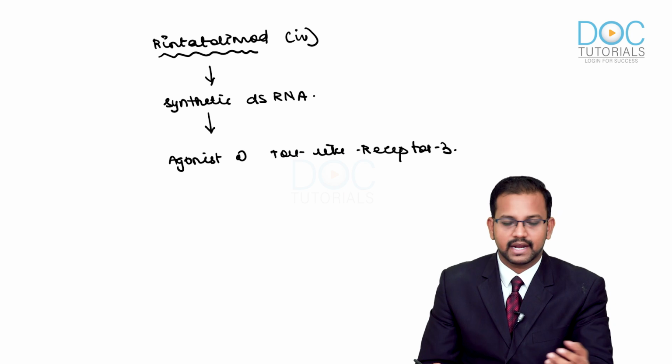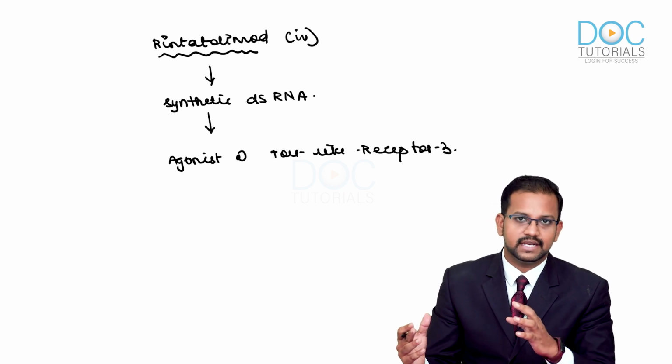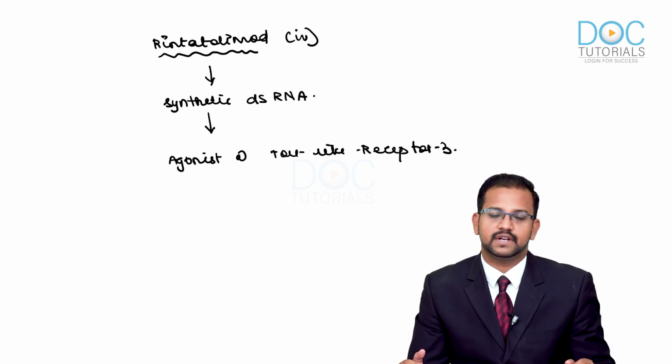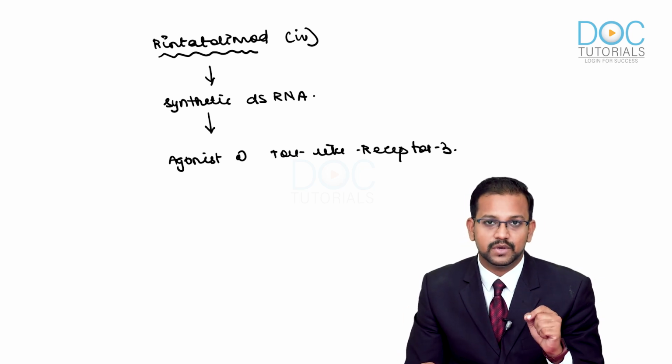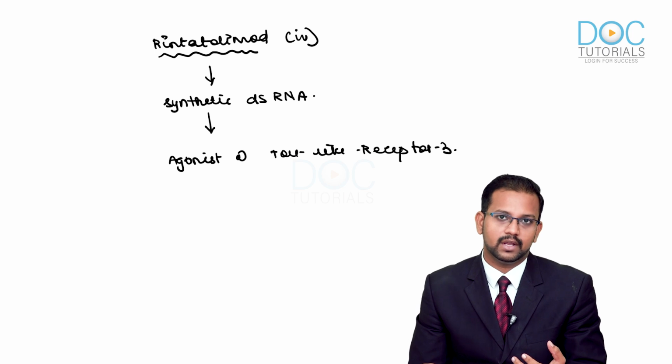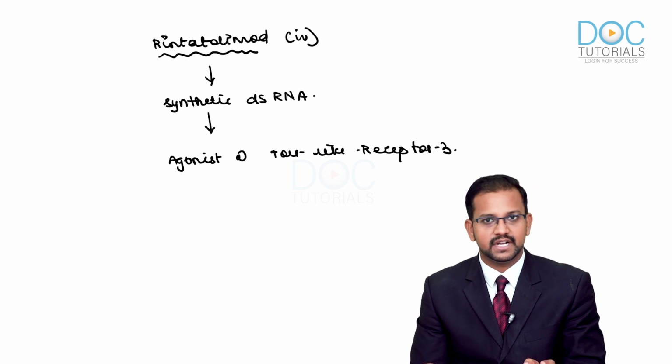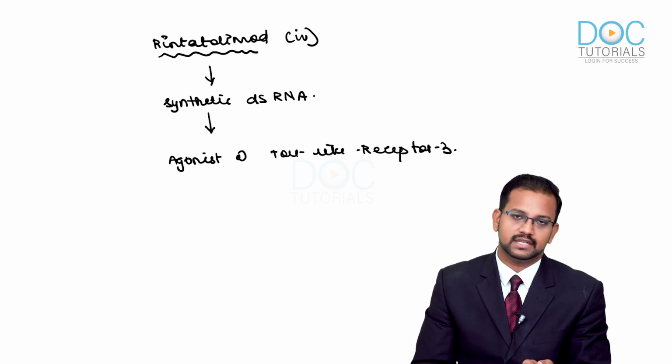What is this toll-like receptor, guys? We know that it's nothing but a natural signal which is defending against viral infections. Natural signal defending against viral infections, toll-like 3, and that is going to be agonized by the Rintatolimod. So thereby it is going to prevent the further progression of the particular disease.